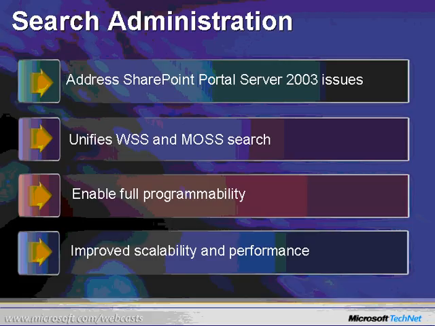Improved scalability and performance. One of the nice things, when you think about some of the older versions, is that we've really improved how many documents can be in an index, how performant those indexes are, and how fast our search results are going to be. And can we scale this across? Can we have the index spread over a couple of servers? Yeah, you can. And there are a lot of things we can do there.